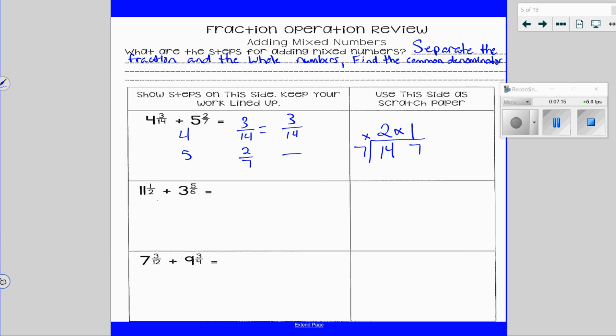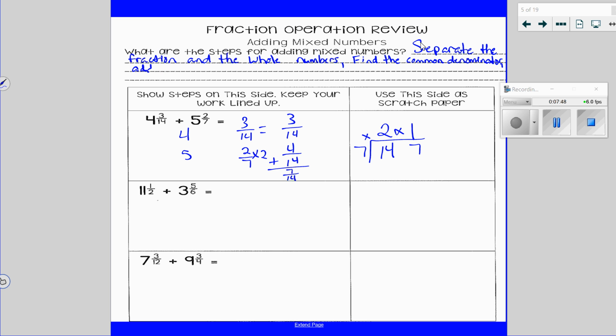And for this one, what do I do to 7 to get to 14? By 2. So I have to multiply the top by 2 as well. And I get 4. Now I can add my fractions together. 3 plus 4 is 7, and the denominator stays the same. Now what's my next step? I found the common denominator. I added my numerators.